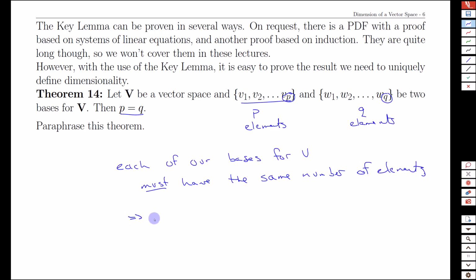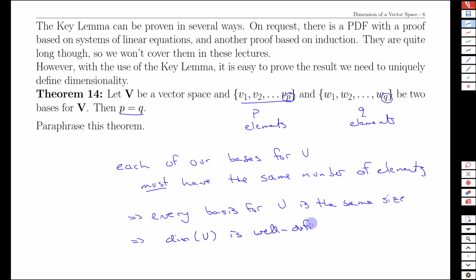And that means that every basis for V is the same size. And again, a basis is a set of vectors, building blocks. And because of the way we define dimension, the dimension of V is well defined. We're not going to get into an argument about how many vectors are in a basis, because every basis has the same number of elements in it.